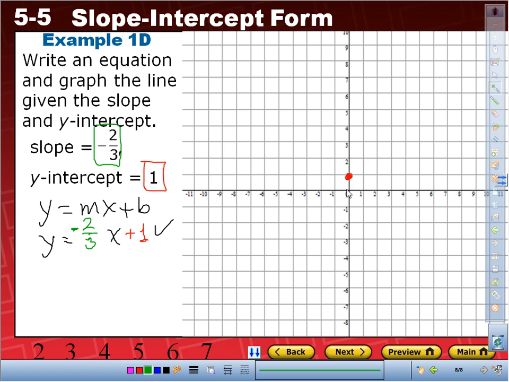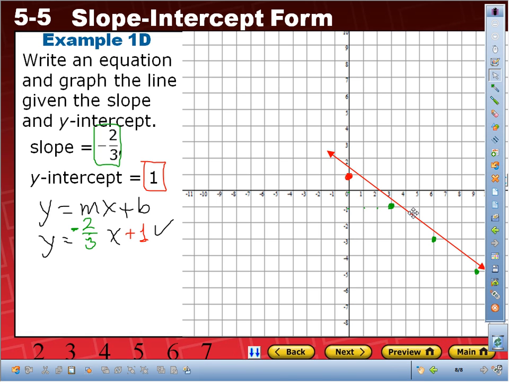So I go from here 1, 2, and 3 to the right. From that point, I do it again. 1, 2, and 3. From that point, I do it again. 1, 2, and 3. My graph should look something like that, nice and straight. Hands up if you got that by yourself. Okay? So, pretty simple, right?